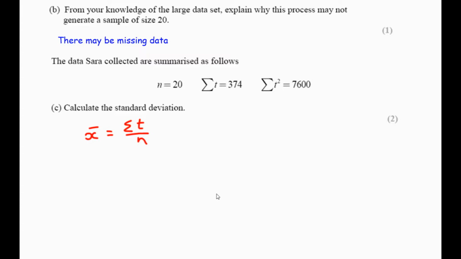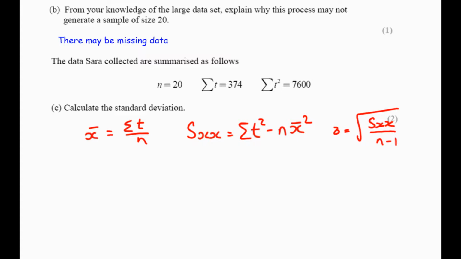We're going to want to find S_xx, which is going to be the sum of t squared minus n x bar squared. And finally, we should be able to go and find the standard deviation, which is going to be the square root of S_xx divided by n minus 1. So those are the 3 things we need to look out for. Let's go ahead and find them.